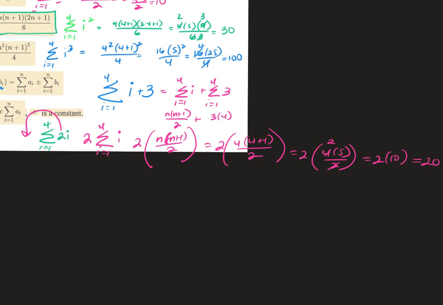So every sum and difference can get broken up into its individual terms, and then anything that has a coefficient on it, that coefficient can get bumped to the front.